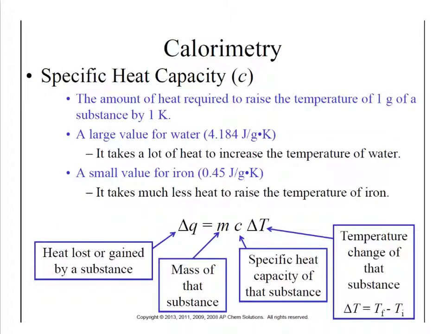So one of the things about temperature is that things don't heat up or cool down at the same rate. Where that comes into play is specific heat capacity. We symbolize that with a lowercase c. So heat capacity is the amount of heat or amount of energy that's required to raise the temperature of 1 gram of substance by 1 Kelvin. So water, for example, it would take 4.184 joules of energy to heat 1 gram of water up 1 Kelvin. Iron, on the other hand, only requires 0.45 joules to raise it 1 Kelvin.